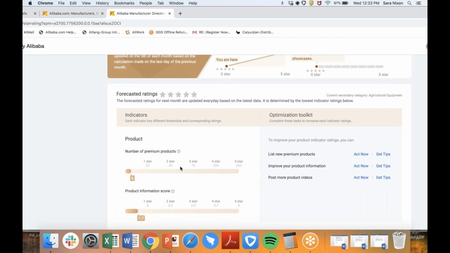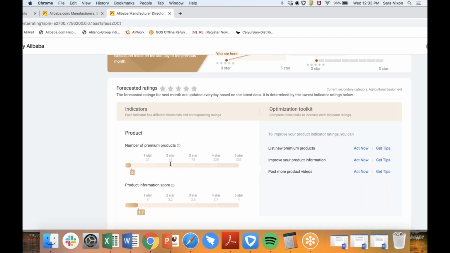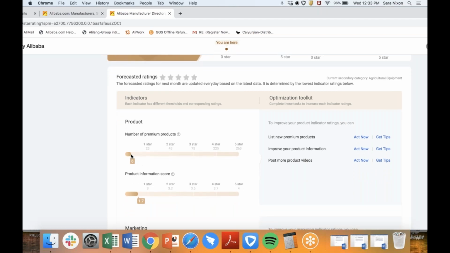Under product, the first indicator is premium products. So what we mean when we say premium products, that means the number of products that you actually have in your store that are high quality. And when we say high quality, that means anything that's a 4.0 or above. So you can see here in my test account that I have 6 premium products. If I wanted to become a 1-star, I would need to add 20 more products to even get there, right?